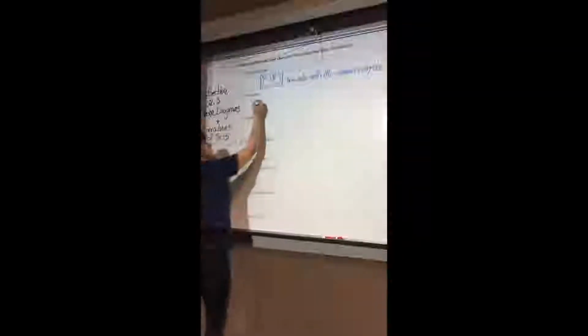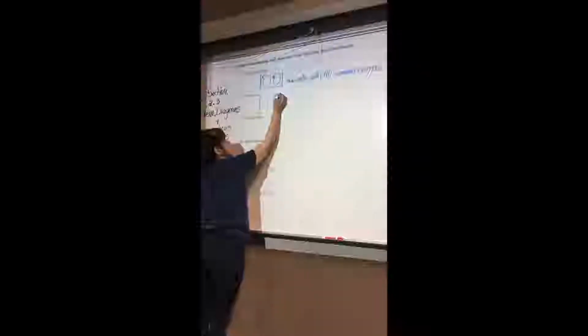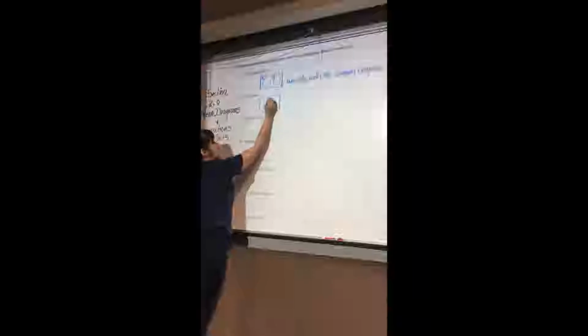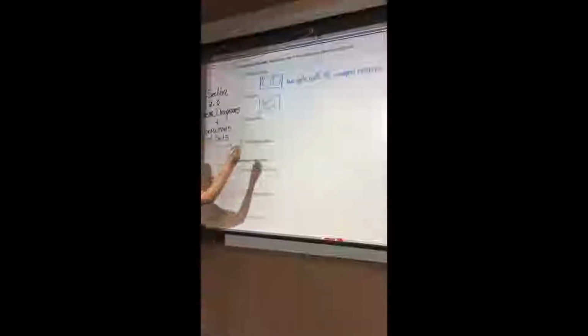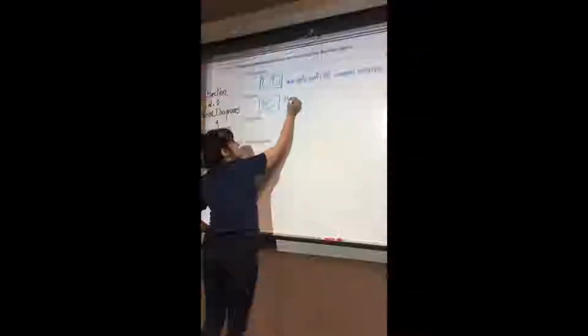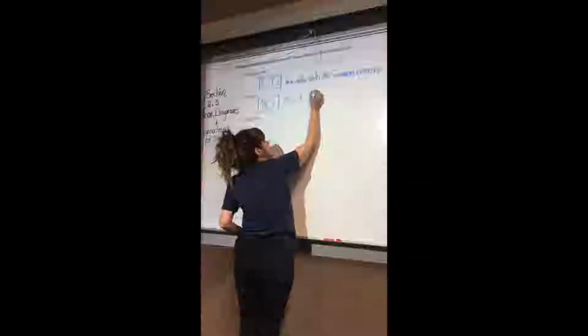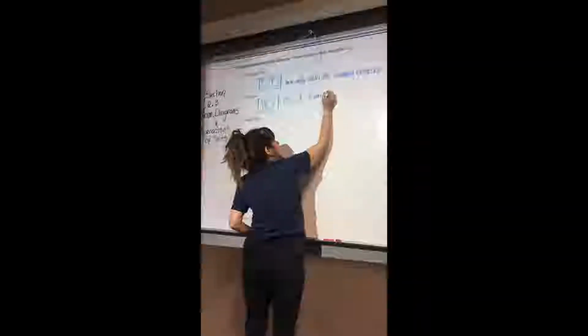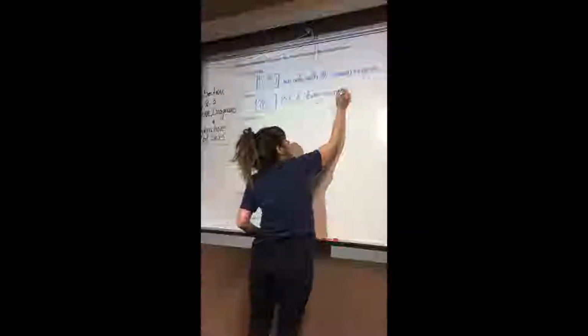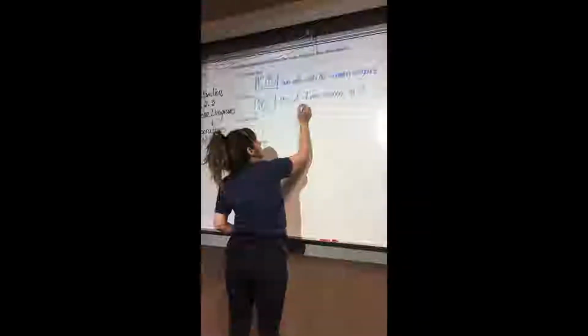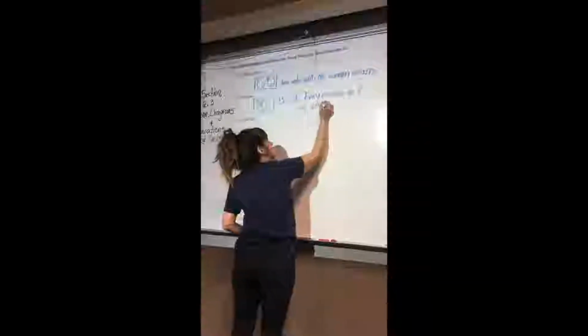Subsets are two sets where one set is a subset of the other. You have set A and set B, and B is a subset of A. Every element in B is an element in A.